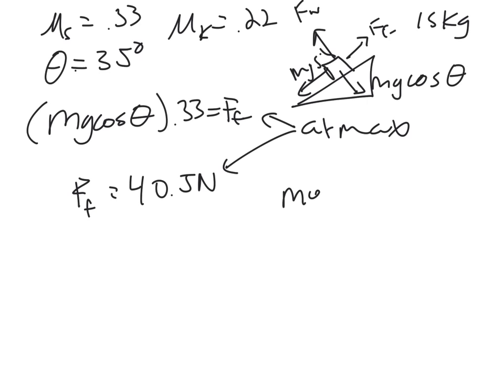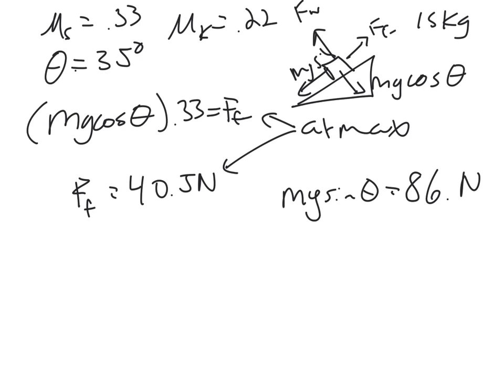And my mg sine theta, the opposing force, the force that's trying to pull down the ramp, is going to be 10 times 15 times the sine of 35. And that is 86.03. I'll just leave it as 86 rounded.